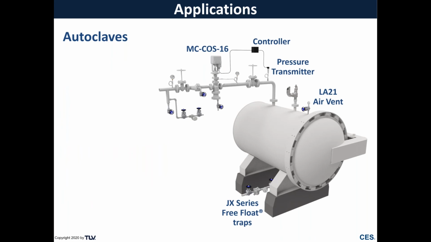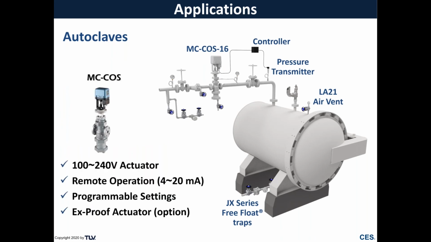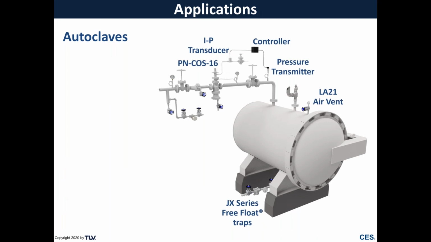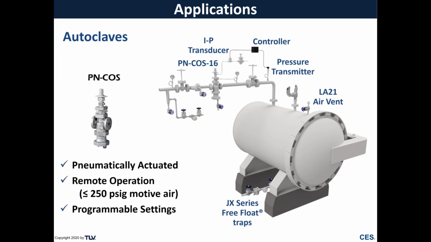If remote operation or multiple programmable set points are required, the MC-COS series is available with an actuator for automatic pressure adjustment and can optionally be provided with a programmable controller and pressure transmitter. Alternatively, if pneumatic control is preferred, the PN-COS series can be set up to operate with a compressed air supply in a variety of ways, with or without a programmable controller.